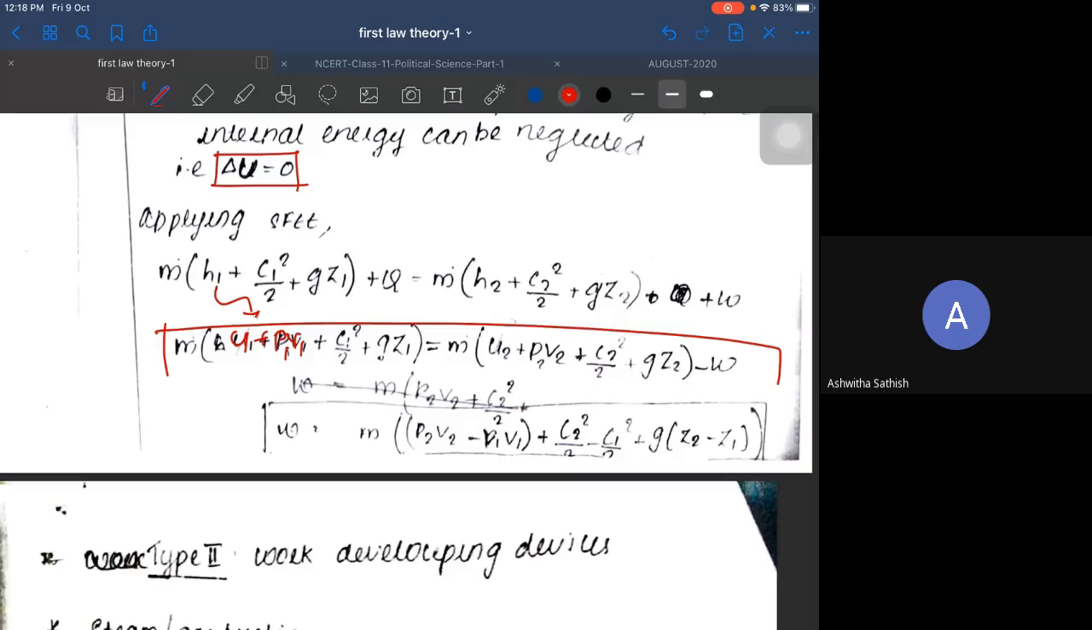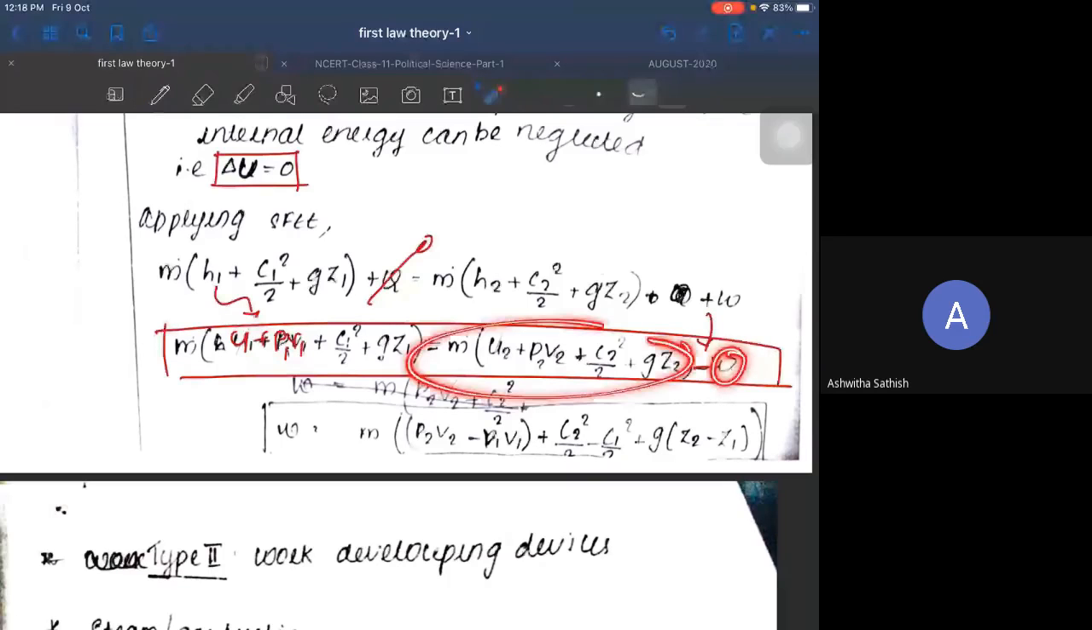Take this as negative, and this to be zero, because what is the value of Q? Q is zero for a pump. Keep the value of W on one side, and whatever is remaining, transfer to the other side and write the expression. Clear? No need to remember it. Whatever the expression might be, that is correct.